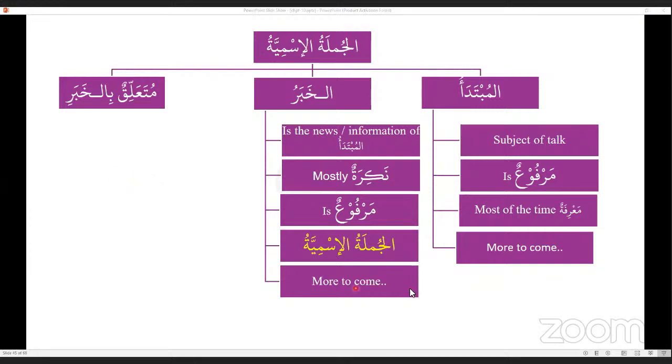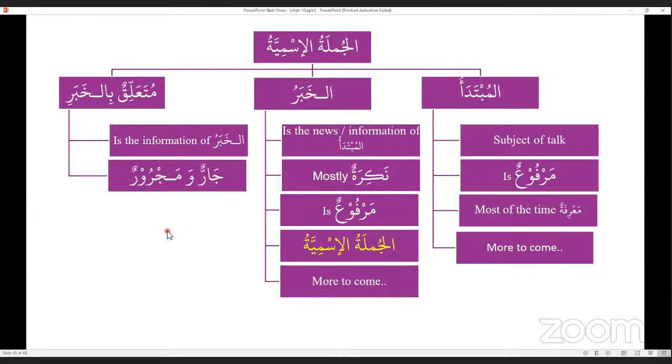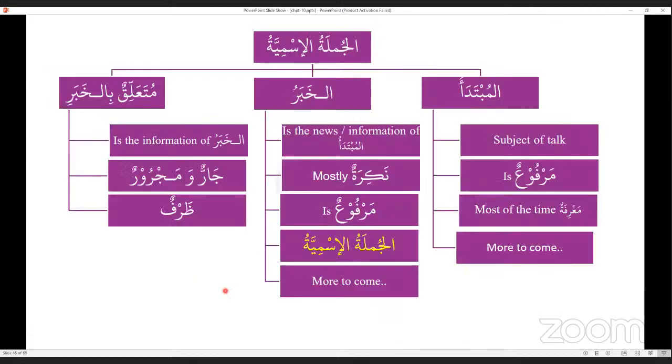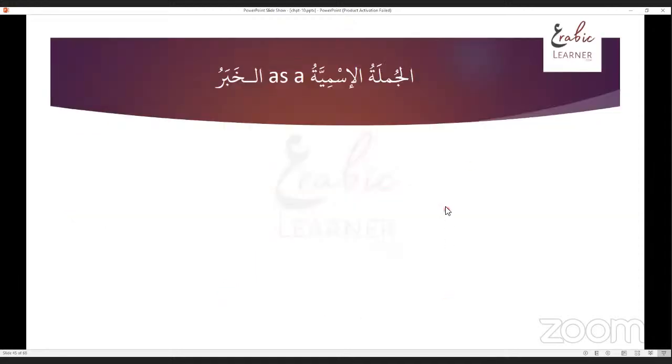Okay, more to come. Another type of khabar will be coming inshallah very soon. And then, mutalik bil khabar is the information of the khabar. And there are only two types of mutalik bil khabar, jar majroor and zarf. Jar majroor and zarf. Clear? Okay, brothers and sisters. Okay, I'll take more examples.